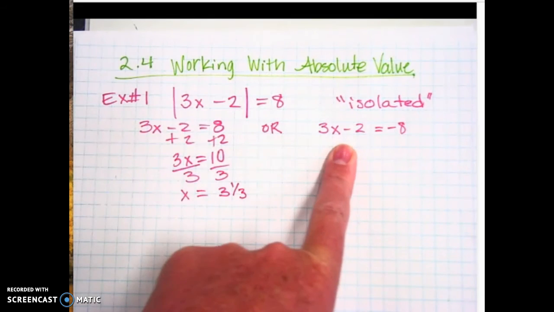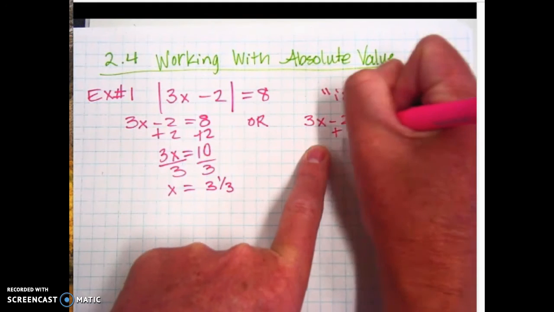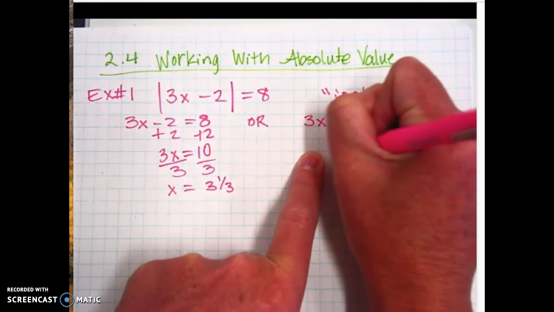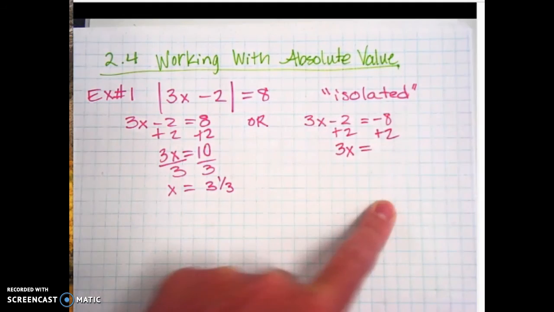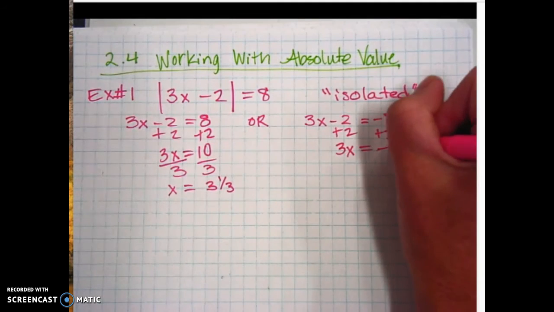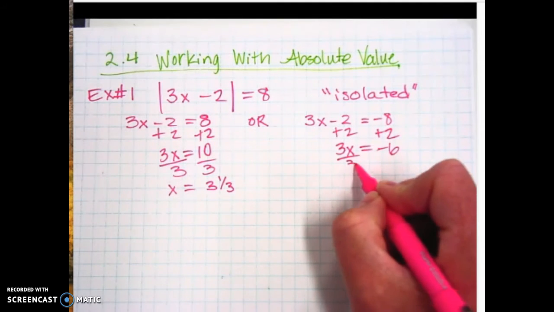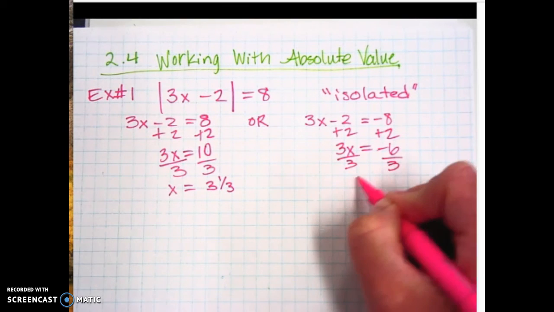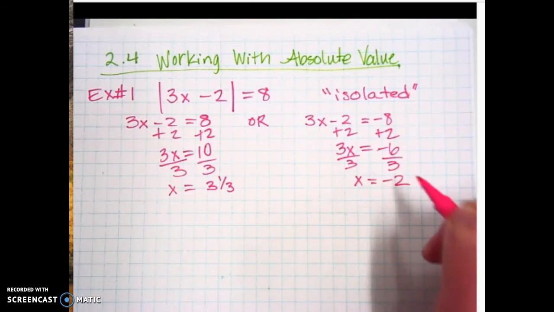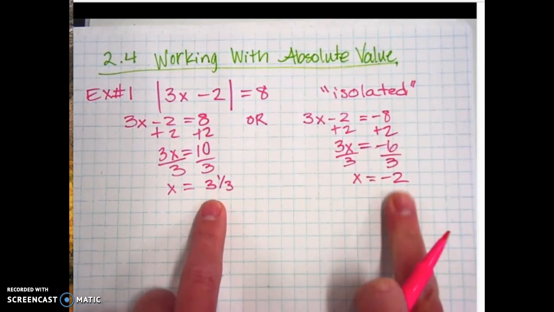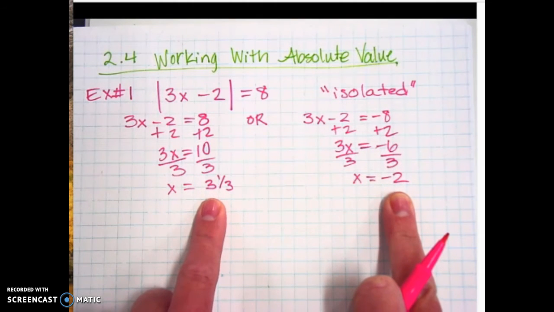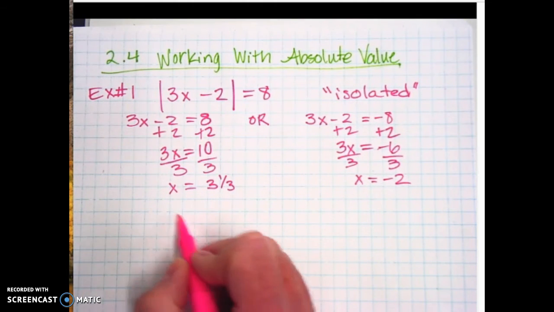All right, the equation on the right. Add 2 to both sides. We get 3x equals negative 8 plus 2 is negative 6. Divide both sides by 3. And we get x equals negative 2. Okay? So like I said, notice they are not just opposites of each other. Don't just go for opposites.